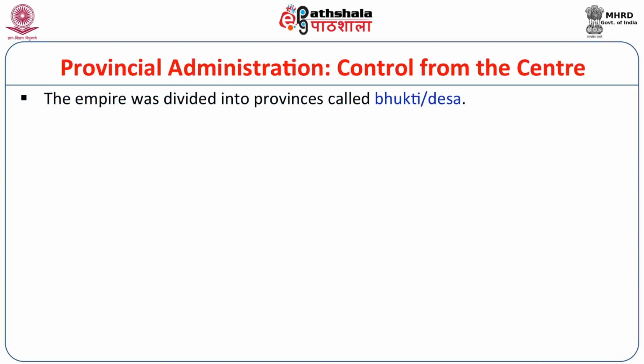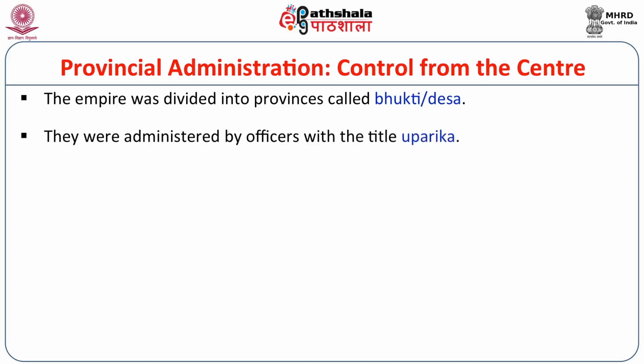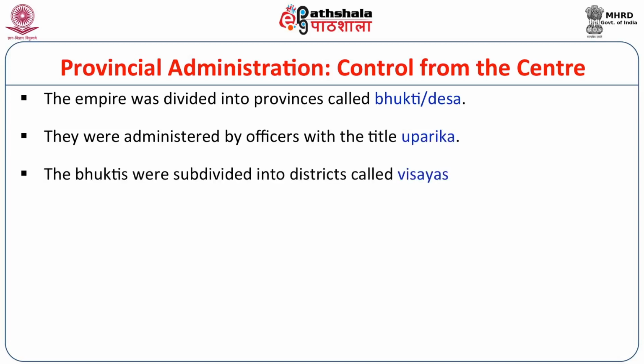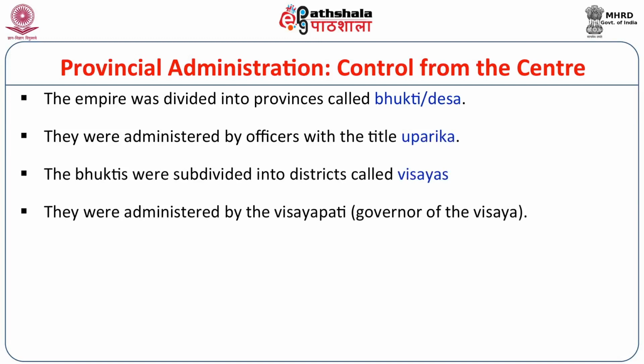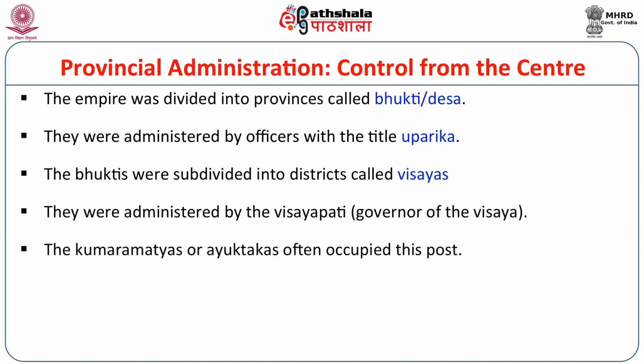Provincial administration, which was controlled by the central. How? The empire was divided into provinces called the Bhuktis or Deshas. They were administered by officers with the title Uparika. The Bhuktis were subdivided into districts called Vishayas and were administered by the Vishayapatis or the governors of the Vishaya. The Kumaramattyas or Ayuktakas often occupied this post.